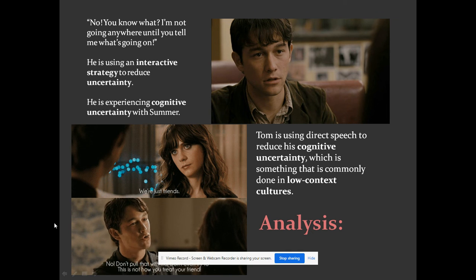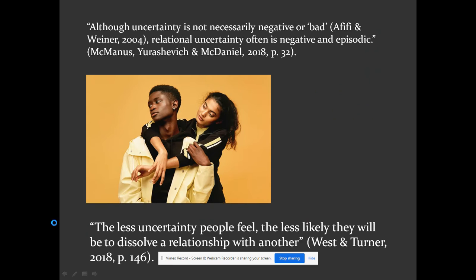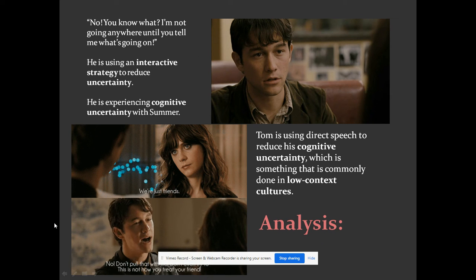Another point of analysis in this scene is that Tom is using direct speech to reduce his cognitive uncertainty, which is something that is commonly done in low-context cultures. This is consistent with the fact that Tom is originally from and currently lives in the United States. Summer does as well, but perhaps it is more common for women to communicate in a high context way, or maybe it is due to the culture that Summer was raised in and the fact that she's from a different state than Tom.